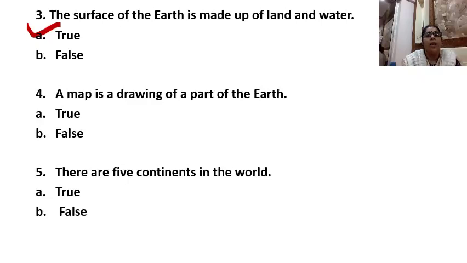A map is a drawing of a part of the earth. Yes, it is a drawing. A map is a drawing, right? It is a drawing of a part of the earth or the whole earth. So the answer is true or false? True. The answer is true. So you have to click on true.